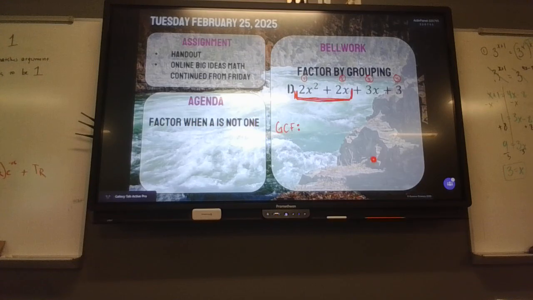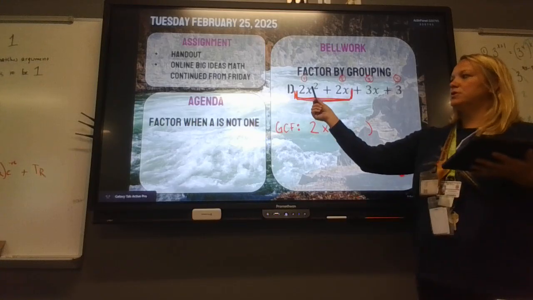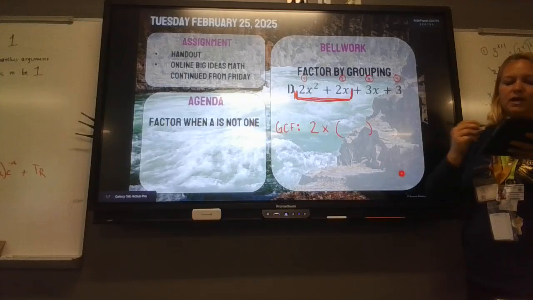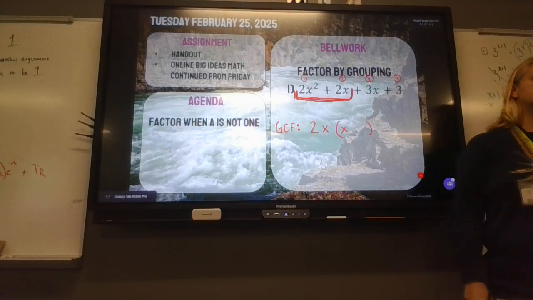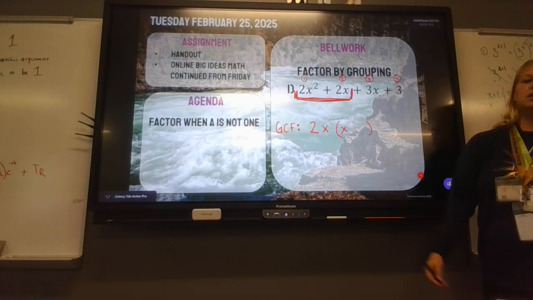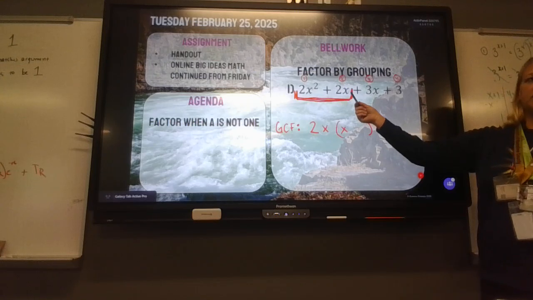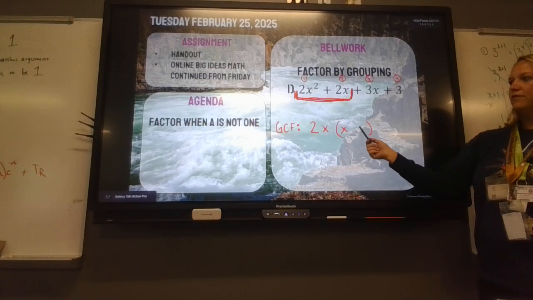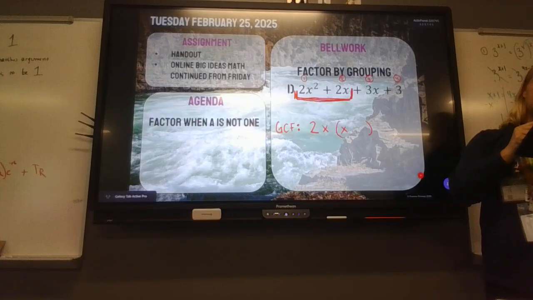They both have 2. They both have x. So we're going to divide out a 2x. If I pull a 2 out of this term and 1x out of this term, all I have left is x. Now there is a 2x here. The greatest common factor is 2x. So now the only thing I have left remaining in that spot is a 1.